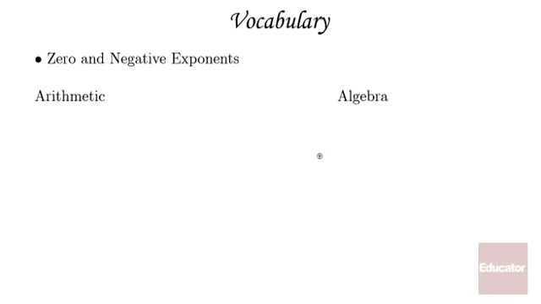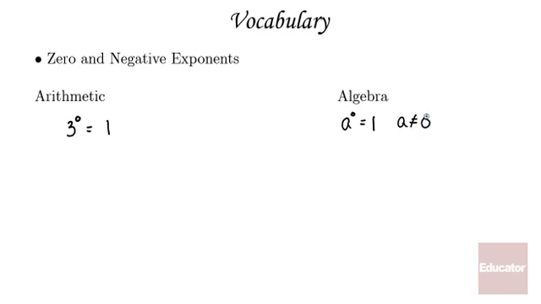Let's look at our vocabulary, zero and negative exponents. A zero exponent in arithmetic, for example, would be represented by a small zero. And any exponent of zero equals 1. In algebra terms, a to the 0 power equals 1, when a does not equal 0.